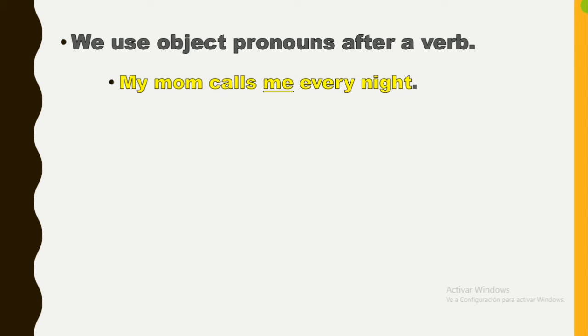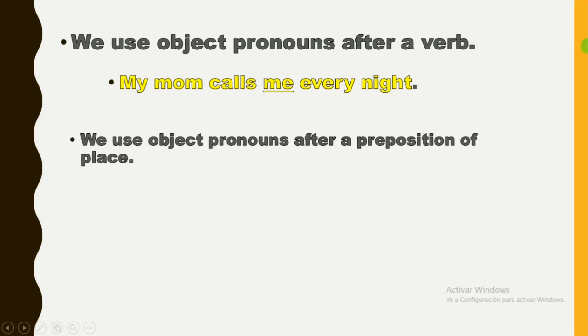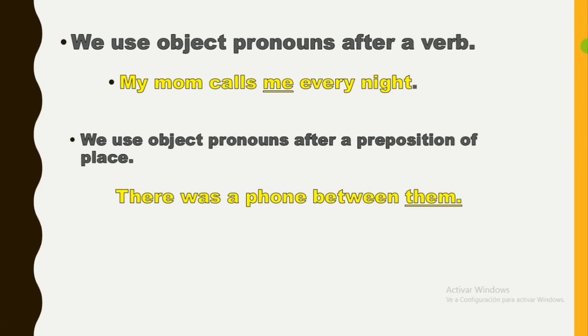We use object pronouns after a verb. So here we have, my mom calls me every night. Mi mamá me llama todas las noches. Calls me. Ok, entonces, si hay una acción en la que recae a una persona, vamos a utilizar object pronouns. Veamos que tenemos my mom, que la traducimos con she. Entonces, ahí sería my mom calls me.